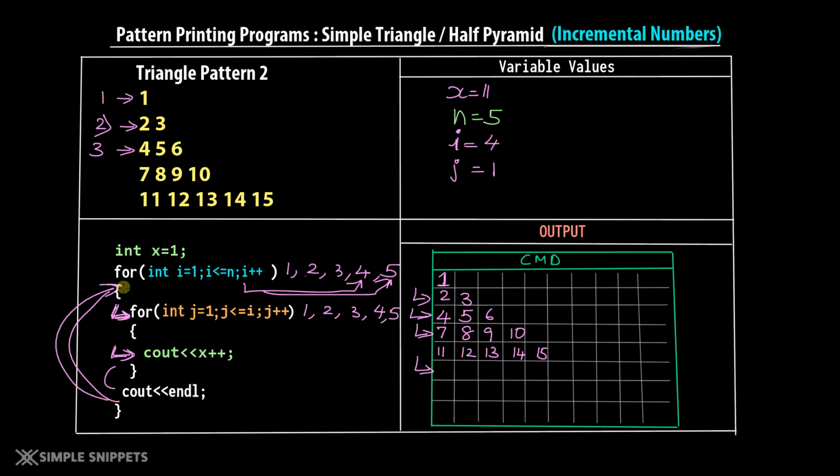You'll come at the start of the for loop and i will now become 6. So when i becomes 6, the condition will become false. 6 is not less than or equal to n, which is 5. 6 is greater than 5. So this outer for loop will stop working.